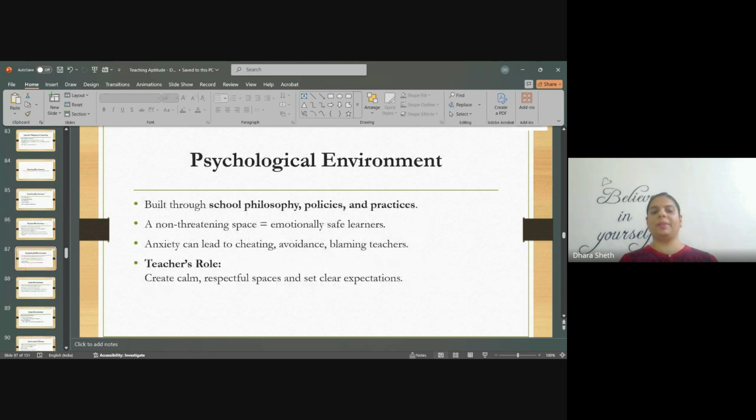Next, psychological environment. Whatever is the school philosophy, policies and practices, that helps build the psychological environment, a non-threatening space where emotionally safe learners are there. When anxiety happens, it leads to cheating, that is giving wrong answers, avoidance, they stop giving answers, stop learning, they just mentally feel कि नहीं हो पाएगा, छोड़ दो, नहीं करना है. And teacher blaming happens in an emotionally unsafe environment. So what's the teacher's role? Create calm, respectful spaces and set clear expectations so that students know that this is what I need to do.